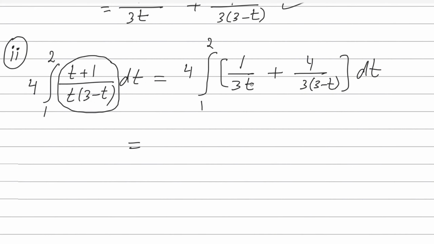We can apply the integral inside, so 4 over 3 is outside of the integral, and the limit is from 1 to 2, and here you can write 1 over t dt. Then plus 4 multiplied by 4 is 16, so 16 over 3 is kept outside of the integral, and here you can write 1 over 3 minus t dt.